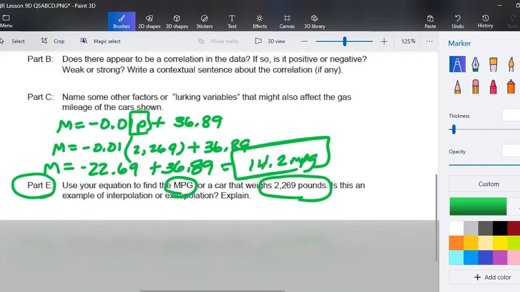Part F says go to the following Motor Trend website, scroll to the bottom, and let's see what's going on with this Mazda.